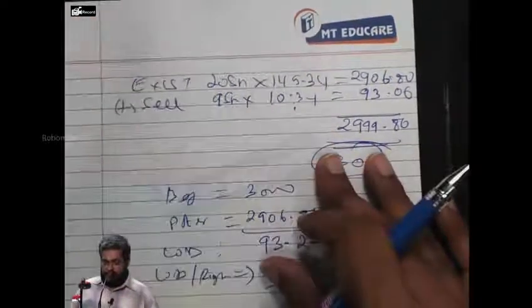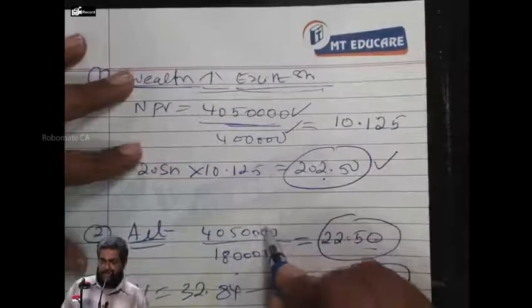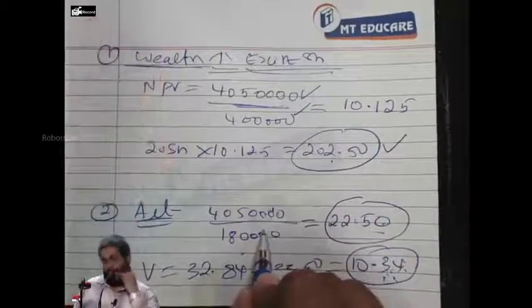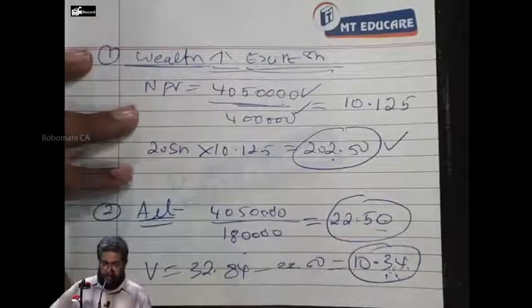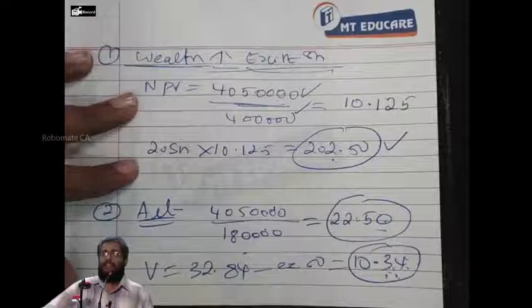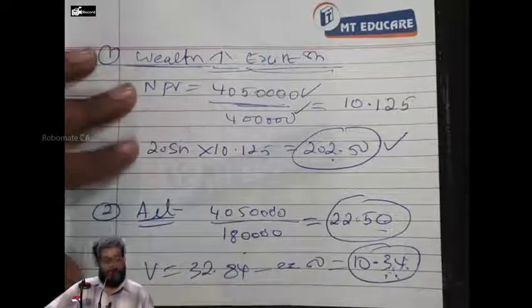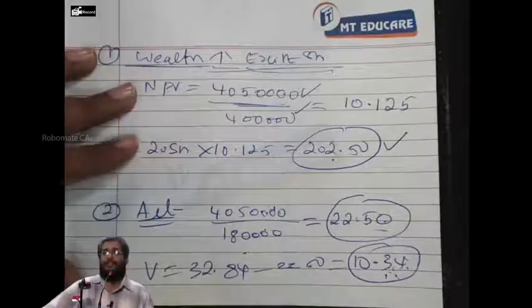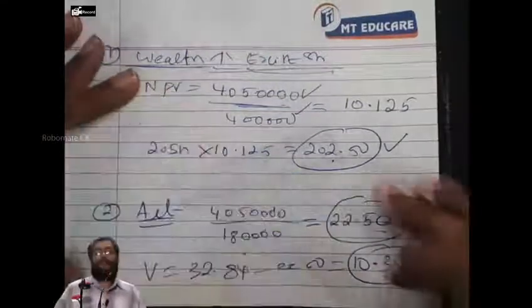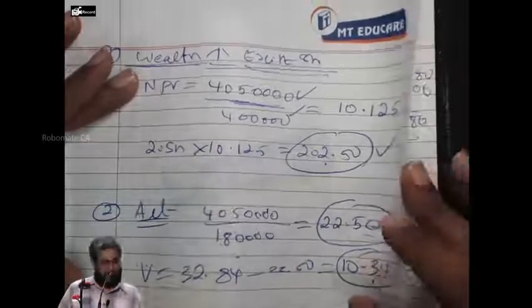40,50,000 divided by. This should be recovered through how many rights? 1,80,000 rights. 40,50,000 divided by 1,80,000 rights is equal to what? The NPV per right? 22.50. NPV is 22.50. Everybody comfortable or not? Next point. Point number 2 or 3? Point number 3.